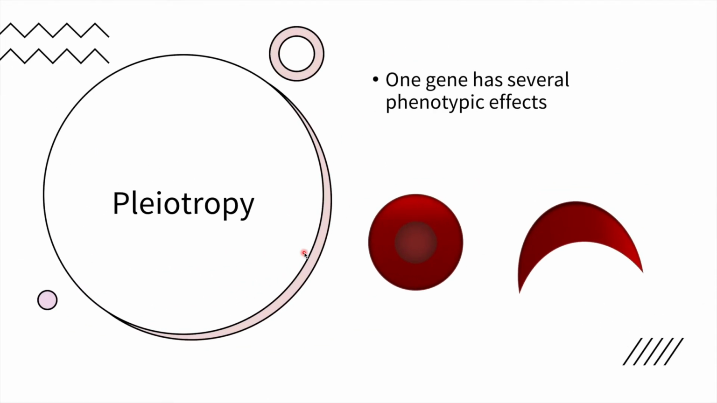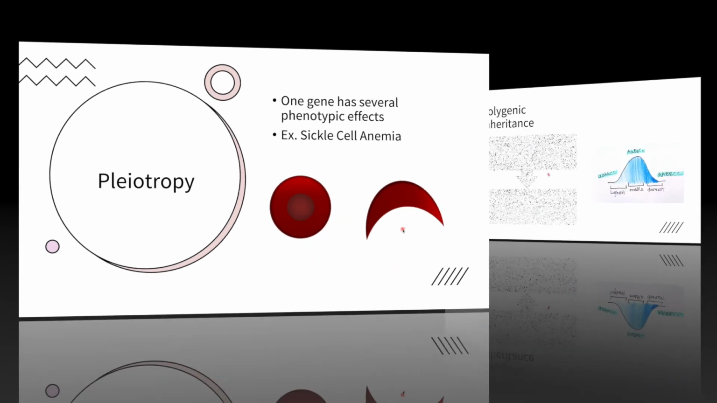For pleiotropy, one gene can have multiple effects with respect to phenotype. For instance, in the disease sickle cell anemia, one gene mutation leads to a change in shape in red blood cells, which has a wide range of deleterious effects in the body.